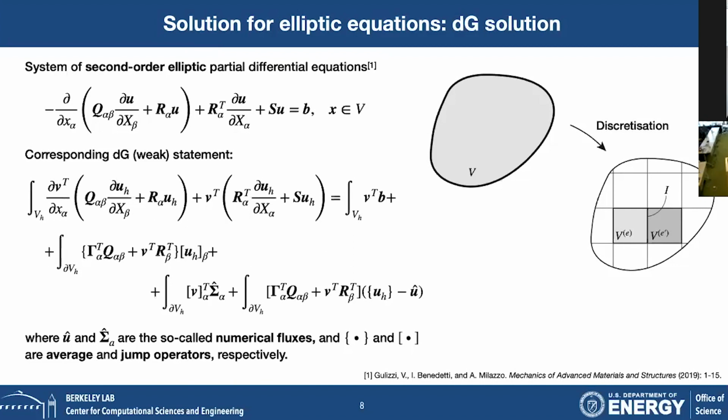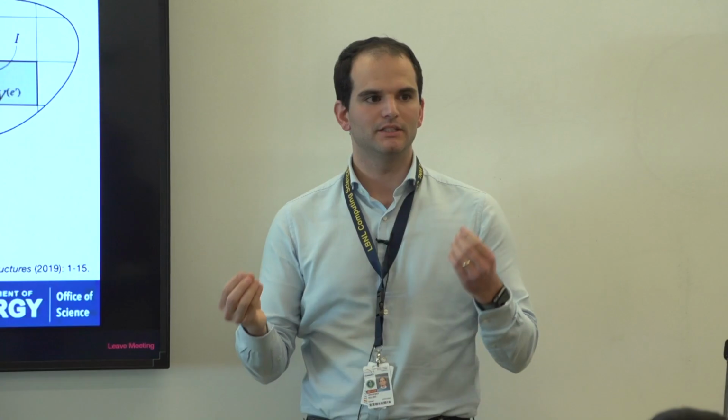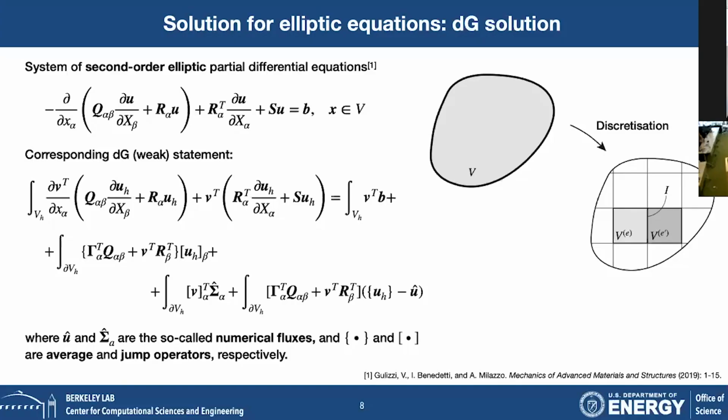As you can see, you write a weak statement where you have terms that depend on a volume integration, which means that since the discontinuous Galerkin method introduces a discontinuous function, the volume part can be done in a massively parallel way. I hope that is clear, because each element is independent of each other, so this computation can be parallelized very well.